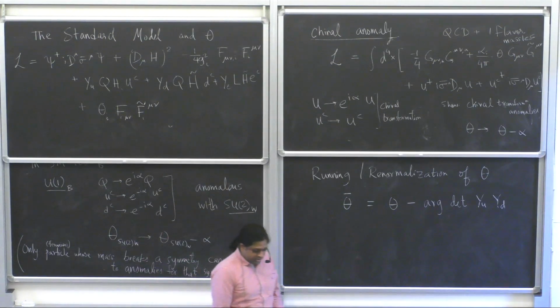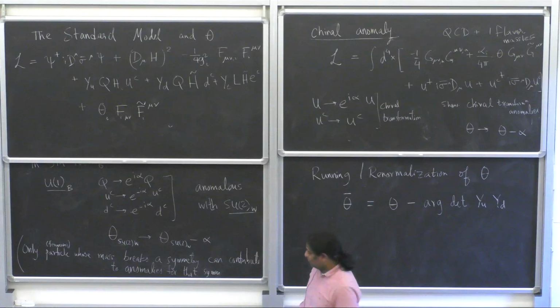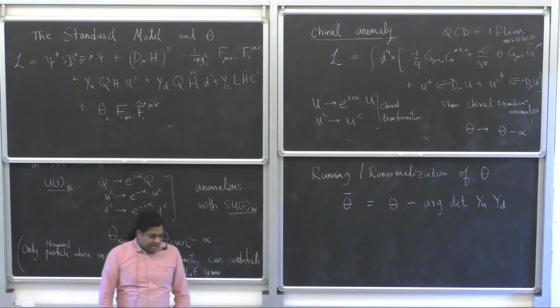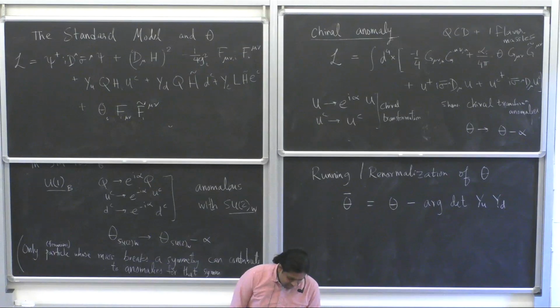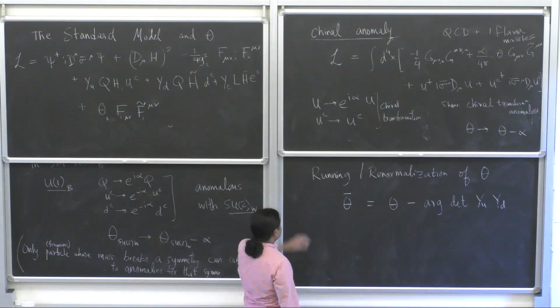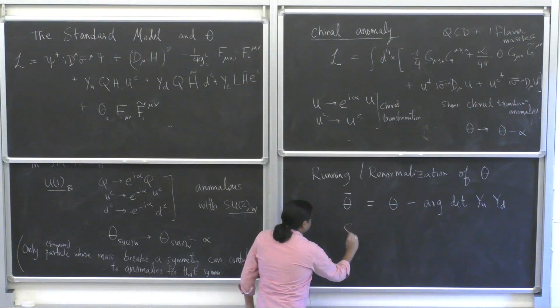Okay. So the physical parameter in the standard model is a combination of theta angle and the Yukawa matrices, and we want to understand how it runs and renormalizes.